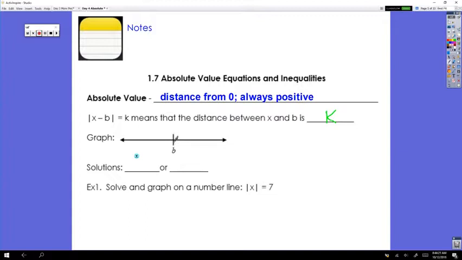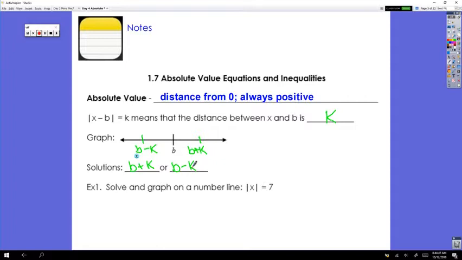So if you see that we have b here, if we were to move a k distance from b, you can go a k distance in this way, which would be b plus k, or you can go this way, which would be b minus k, which would mean your solution could be b plus k, or it could be b minus k.